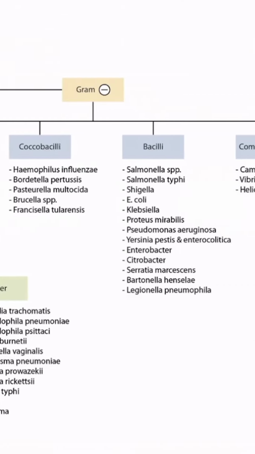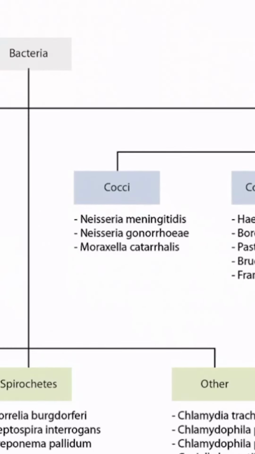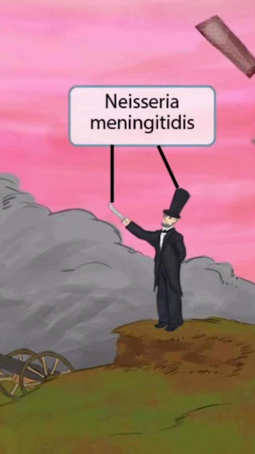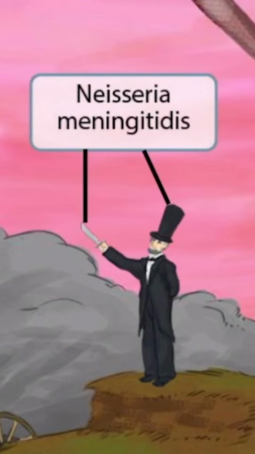This is our bacteria overview figure. In this video, we'll be discussing Neisseria meningitidis, which you can see right here. This scene takes place back during the time of the Civil War. One of the most famous people in history that lived during this time was President Abraham Lincoln.